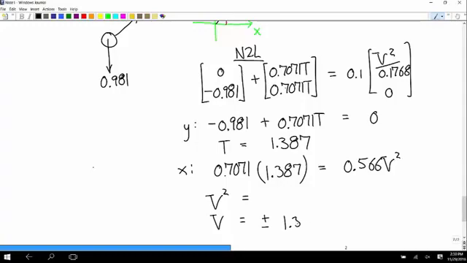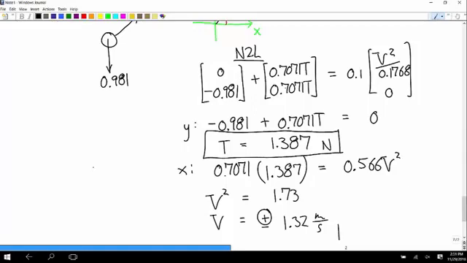That's the final one, right? 1.32 meters per second. Is that right? And so v, I think you divided the wrong way. 1.73. Okay, and then take the square root. You get a positive or negative. We want the positive. So the cable tension is 1.387 newtons, and the speed is 1.32 meters per second.